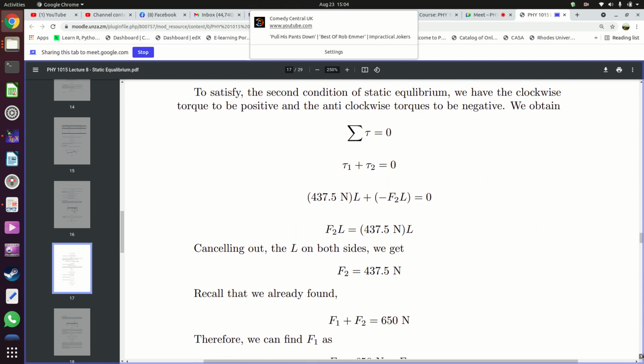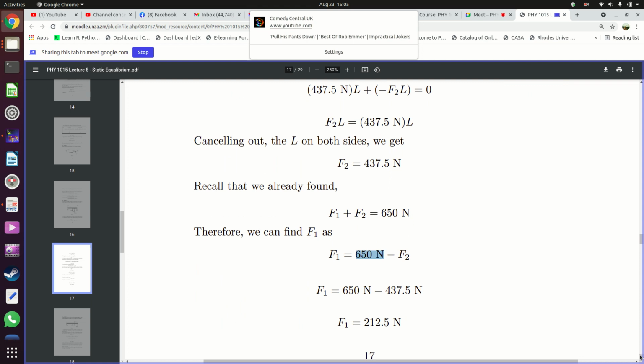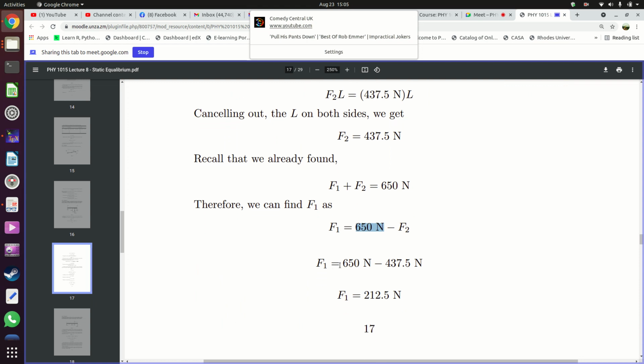So you're going to end up with the following. F1 plus F2 is equal to 650. Then your F2 is that. So you want to find F1, so you take this to the other side. So you're going to have F1 is equal to 650 minus F2. Then your F2 is 437.5. So you're going to end up having F1 is equal to 650 newtons minus 437.5 newtons. And when you get that, the difference is F1 is going to be 212.5 newtons. Are we clear?